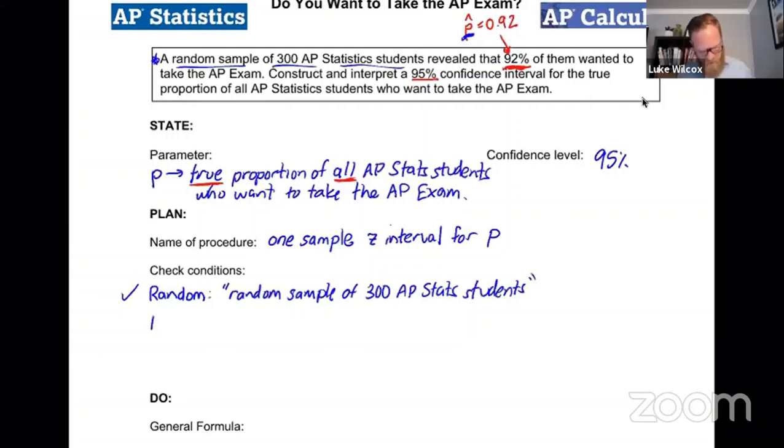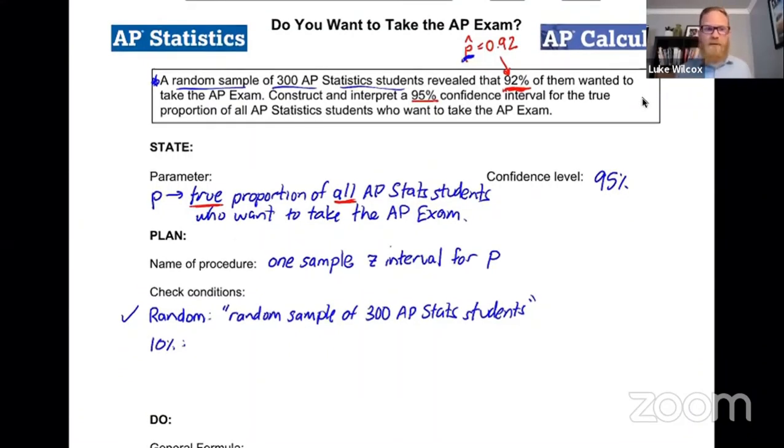Now the next condition, the 10% condition, is one that we have to check only when we are sampling without replacement. Well, it's most likely that this sample was a sample without replacement. They probably didn't take one student out, sample them, and then put them back in the pool so that they could get selected again. So I do think that we need to check the 10% condition here, which is to say that the sample size, 300, is less than or equal to 10% of the whole population. And the whole population here is all AP Stats students. And we know that there are over 200,000 students that take the AP Stats exam every year. So definitely we are safe with the 10% condition here.